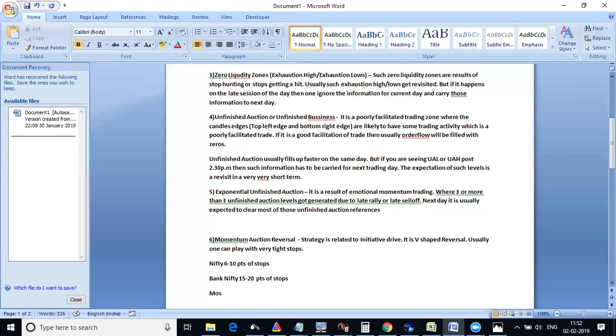So most of the momentum auction reversals could be the day's high or the day's low, right? But it is a scalping opportunity. It's a scalping opportunity. You're done. You have to move out of the game. It is a scalping opportunity, right?